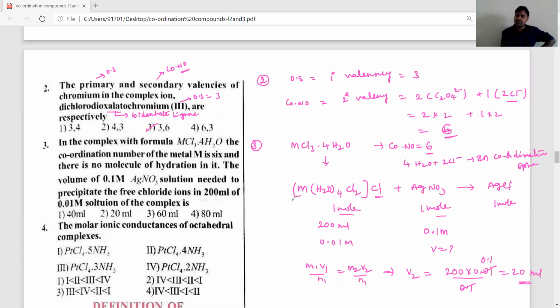So 20 ml of 0.1 molar silver nitrate is required for complete precipitation of chloride ions of the [M(H2O)4]Cl2 Cl complex with 0.01 molar and 200 ml present. Okay. So the answer is 20 ml.